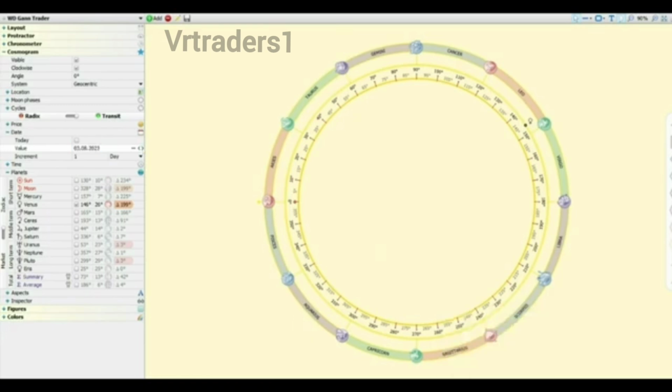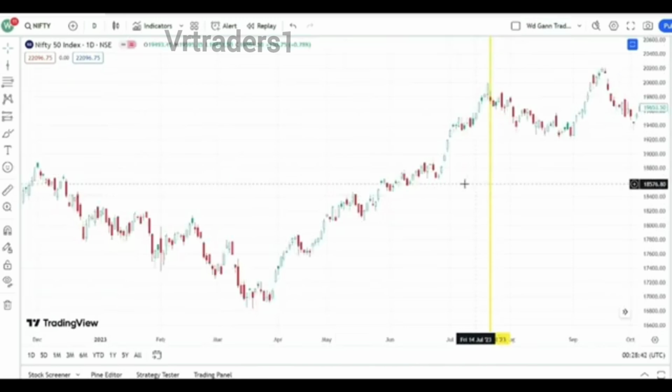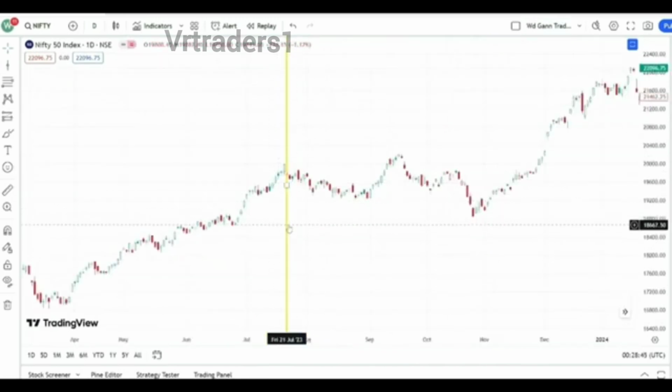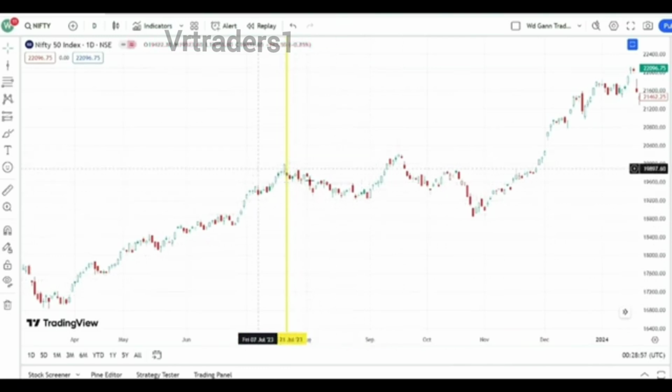Open the TradingView app. Here is our Nifty chart. Here is our date 21 July 23. Now you can see that the market was on a very good trend in upward direction. But exactly from the date of 21 July 23, it started the downward movement. So this point was when the retrograde movement started.